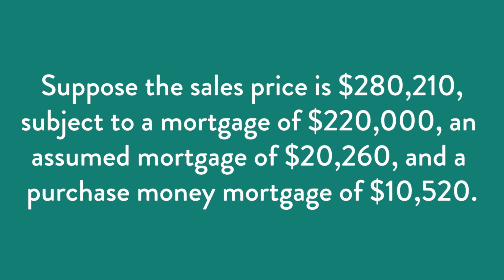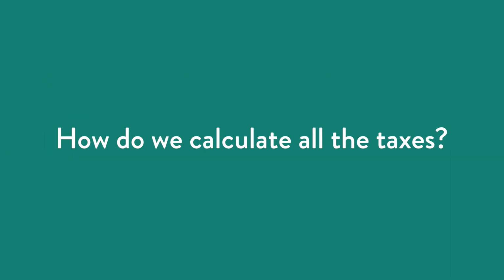Suppose the sales price was $280,210, subject to a mortgage of $220,000, an assumed mortgage of $20,260, and a purchase money mortgage of $10,520. How do we calculate all the taxes?